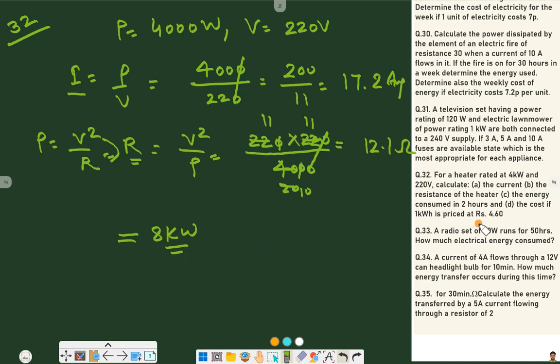And cost, if the price for 1 kilowatt hour is 4 rupees and 60 paise, then for 2 hours it will be 8 into 4.6, and it will be 32 plus 4.8, so 36.8 rupees. It will be the total cost for 8 units.